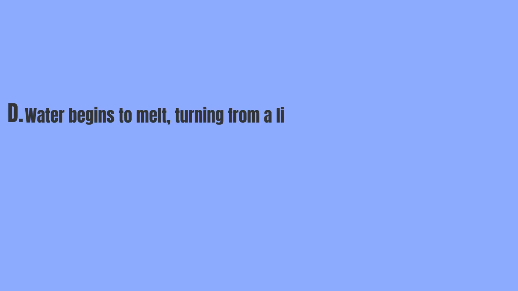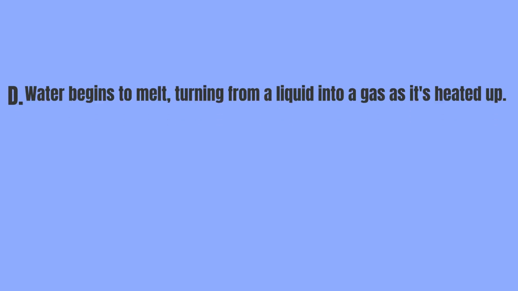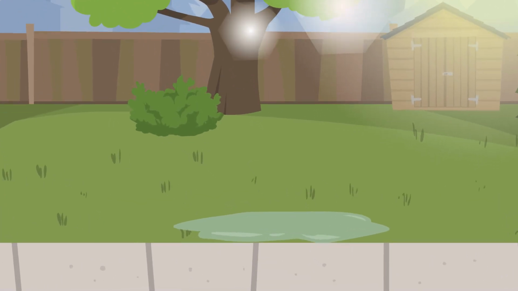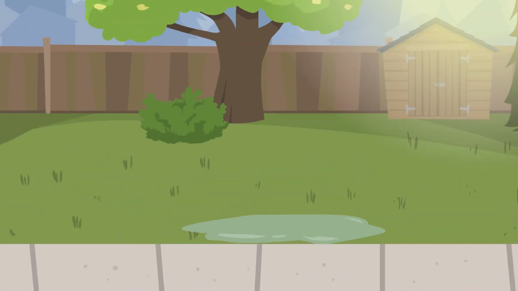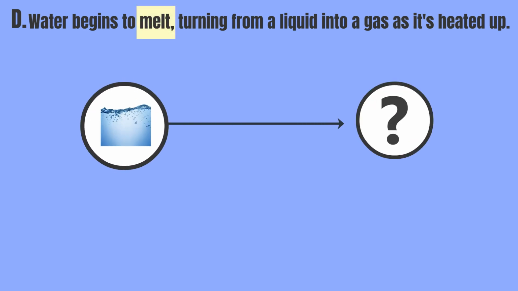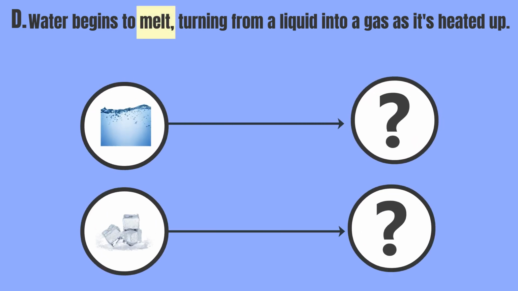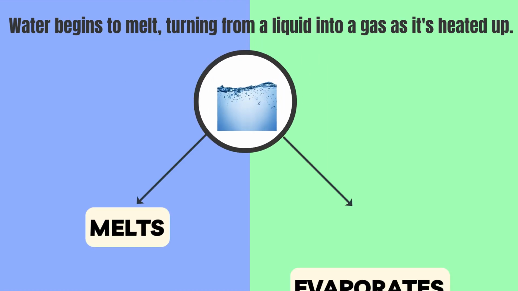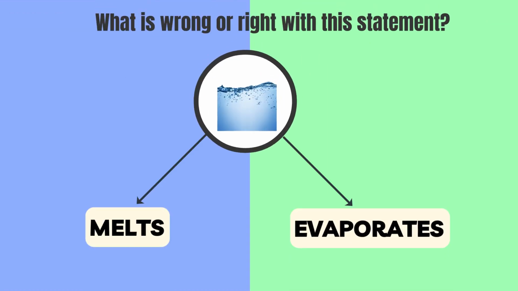Option D, water begins to melt, turning from a liquid into a gas as it's heated up. Recall observing puddles on a sunny day. What process are we observing here? Focus on the word melt. Does water melt? Or do solids melt? Do liquids melt or evaporate? What is wrong or right with this statement?